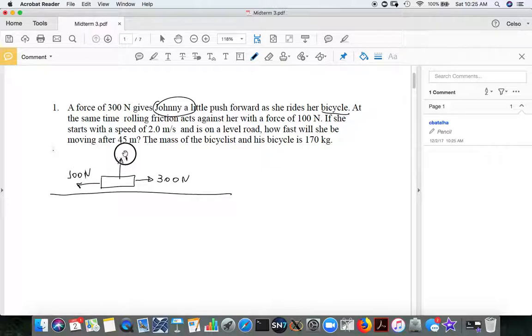Certainly you have normal force and gravity, but they will not count in the motion that is in the positive x direction. And it says that this action starts with a speed of 2 meters per second, and the road is leveled. And what happened 45 meters later, the mass is given. What is going to be its speed?